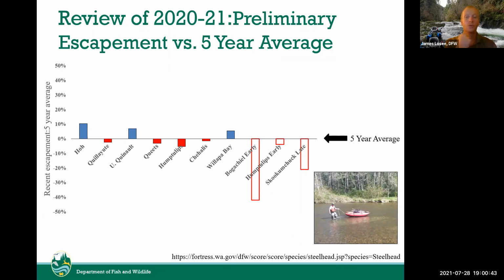The Bogachiel was 40% below the 5-year average. And then these other populations, you can see both early and late time programs did not perform well. So this could be that anglers were extremely successful catching them this year and we didn't see them at the hatchery, but that's highly unlikely and probably supports this idea that fish just did not perform as expected.